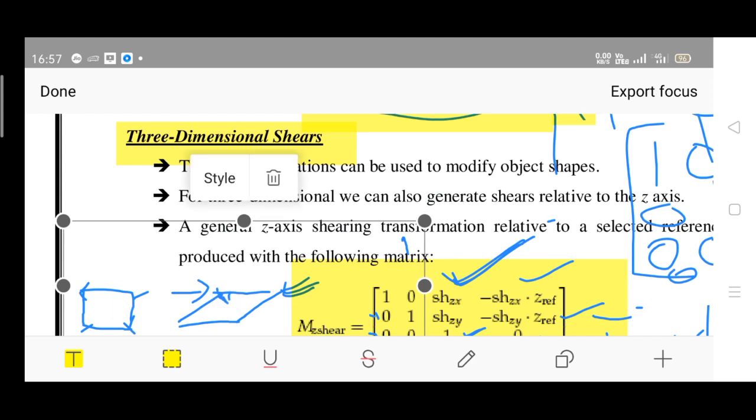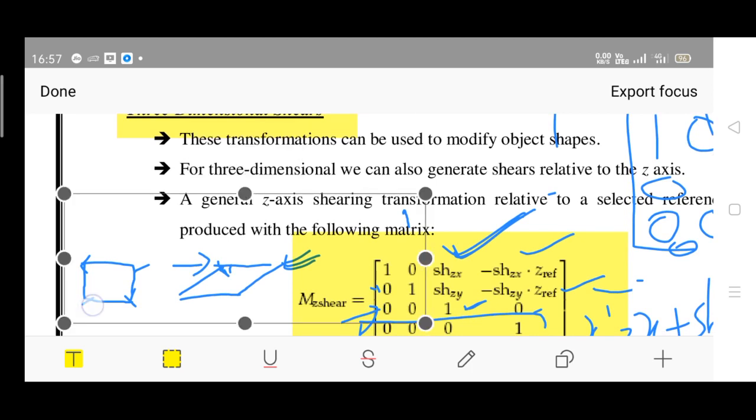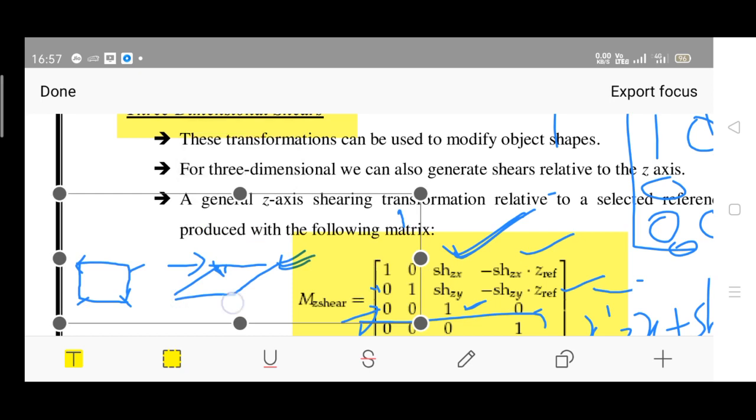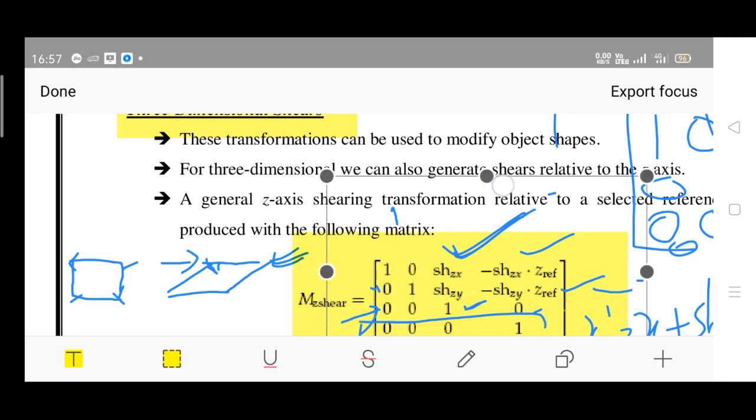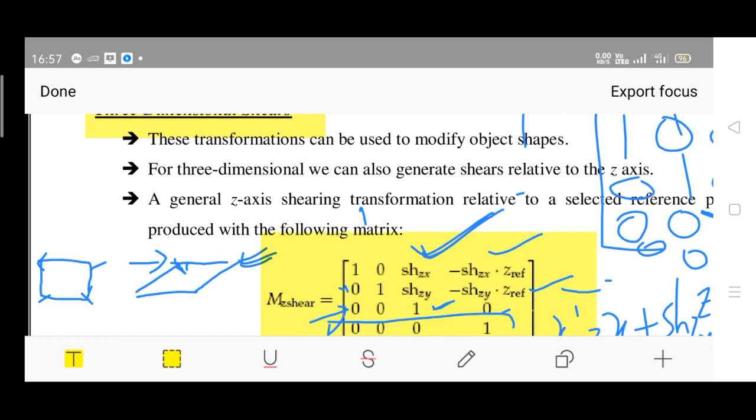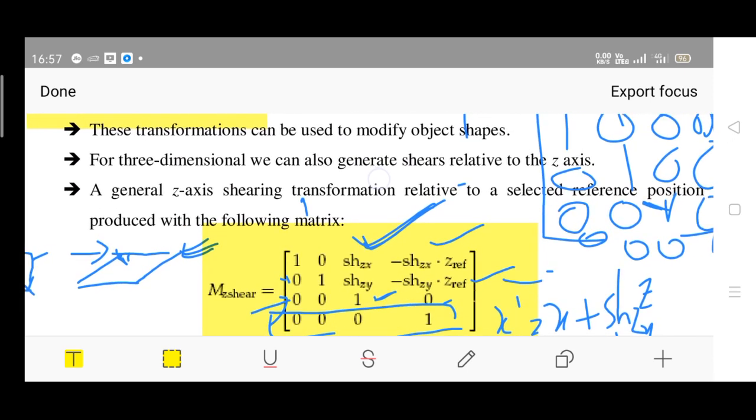So what will happen, assume these are the four end points of the shear: x1 y1, x2 y2, x3 y3 and x4 y4. So x1 y1 as well as x2 y2, let them be the base points. The base is kept in the same location, but x3 y3 and x4 y4 are slightly tilted. That means we are doing the transformation with respect to x3 y3 as well as x4 y4, right? Fine. For three-dimensional shear, we can also generate the shear relative to the z-axis. So, the general z-axis shear transformation.